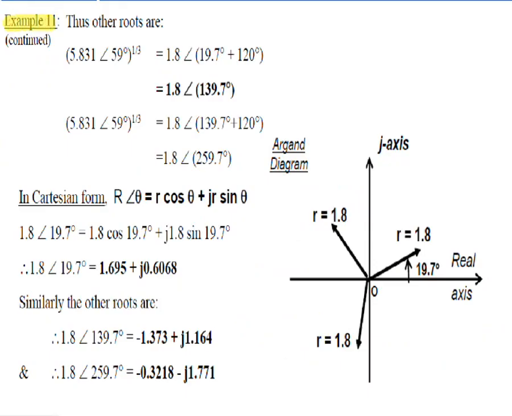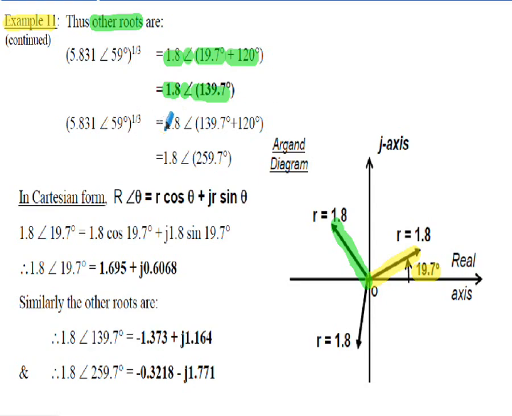Example 11 continued. From the first slide we found the first of our cube roots was r = 1.8 at an angle of 19.7 degrees. Now looking for the other roots, the second root will be 1.8 argument 19.7 degrees plus 120 degrees. So the second root is 1.8 argument 139.7 degrees, which will be this phasor shown here.